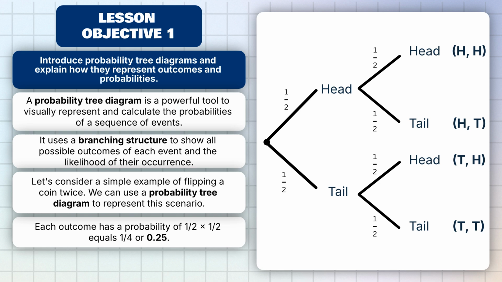This brings us to an important feature of probability tree diagrams. They are ordered according to the sequence of events. In this case, the first set of branches represents the first coin flip, and the second set of branches represents the second coin flip.